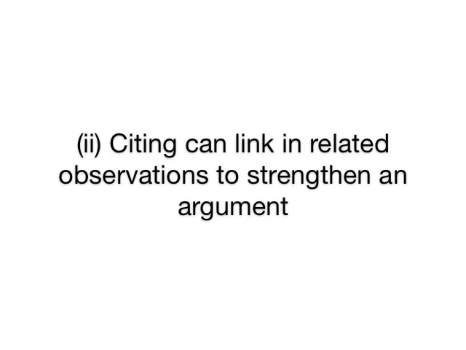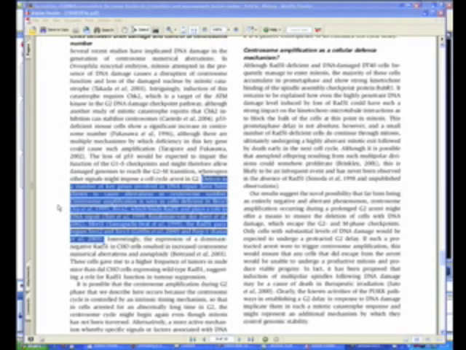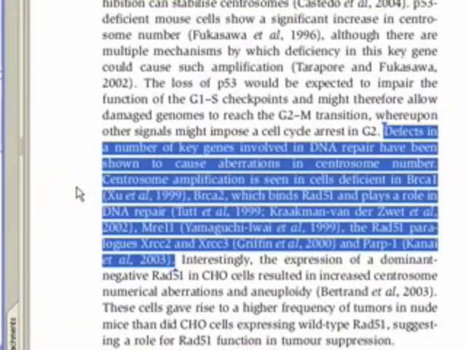Secondly, citing can link in related observations to strengthen an argument. For example, in the discussion we read, defects in a number of key genes involved in DNA repair have been shown to cause aberrations in centrosome number. There are 6 papers cited about the deletion of various proteins. This links to the EMBO Reports paper's claim about the role of ATM kinase.